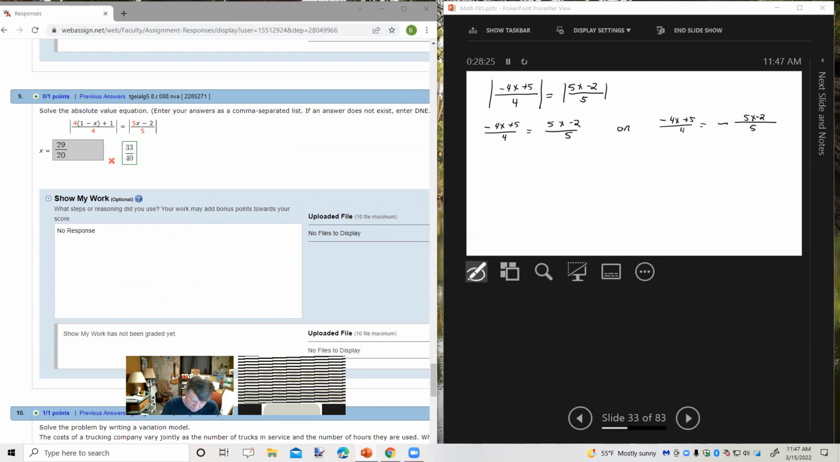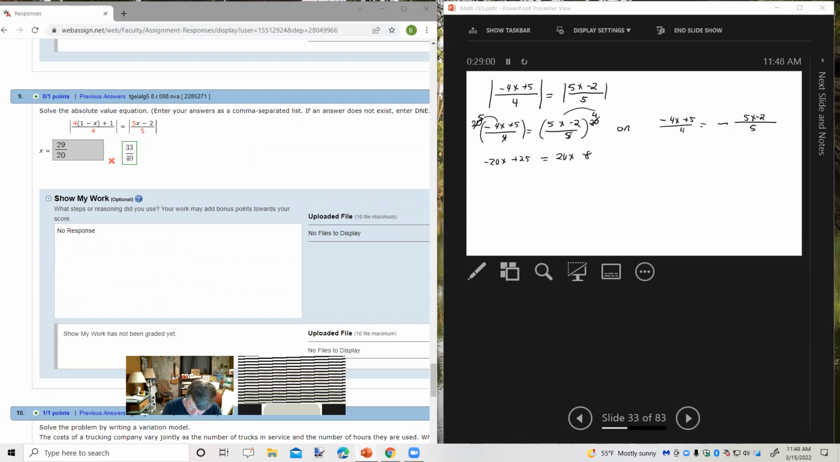Now, for the left equation, the least common denominator is 20, so I'm going to multiply both sides by 20. The 20 over 4 reduces to 5. The 20 over 5 reduces to 4. So now on the left side, I've got 5 times the quantity negative 4x plus 5, which is negative 20x plus 25. On the right side, 20x minus 8.